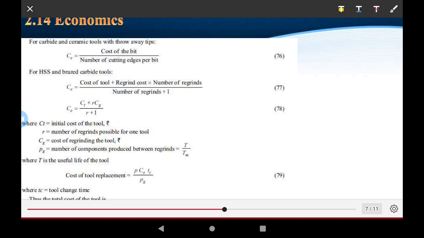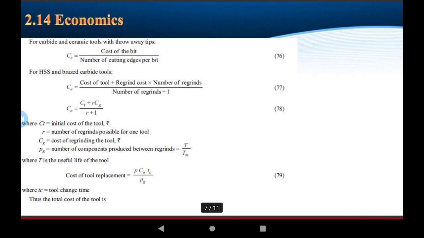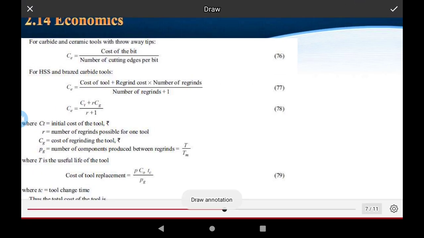R is the number of regrinds possible for the tool. CG is the cost of regrinding the tool, the cost of regrinding for the tool in rupees. PG is the number of components produced between the regrinds, T upon Tm.